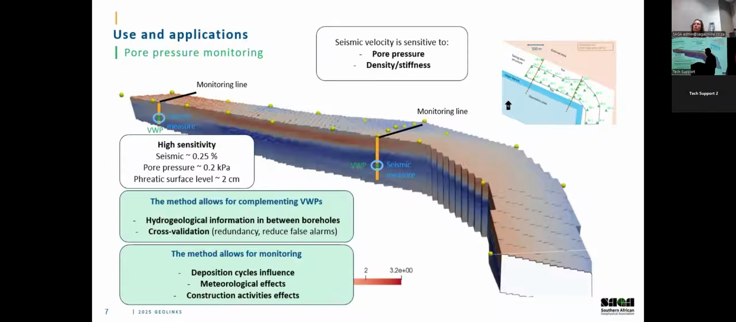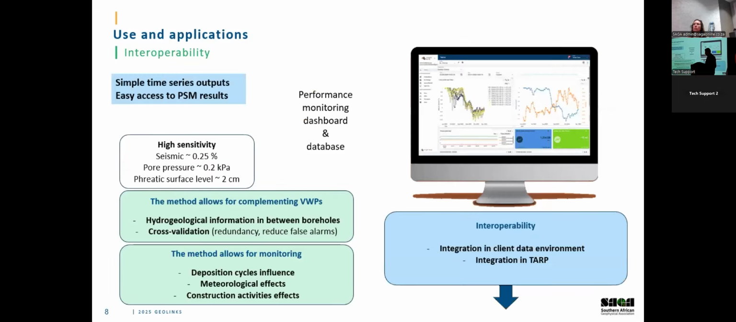We can track the effects of meteorological events and seasonal changes, and also construction activities. So if you're going to put in a buttress, you're going to put in a shear key somewhere, we could monitor the impact those activities have on the dam during the construction phase.